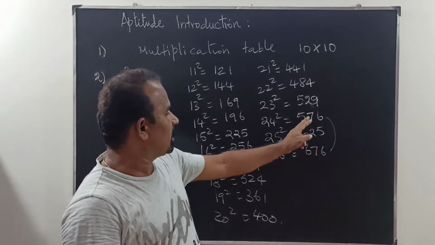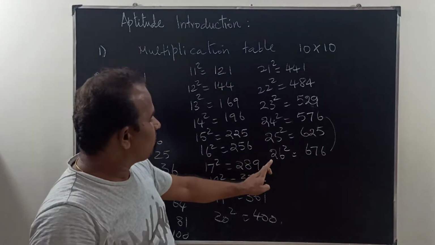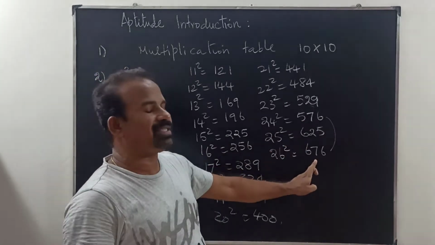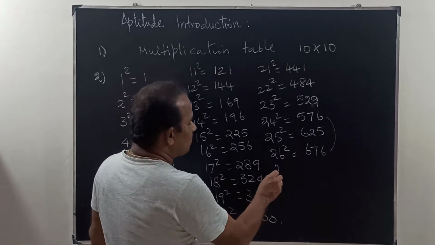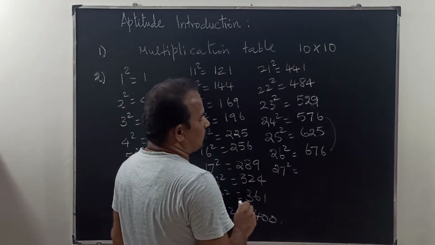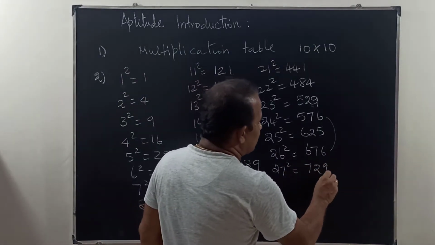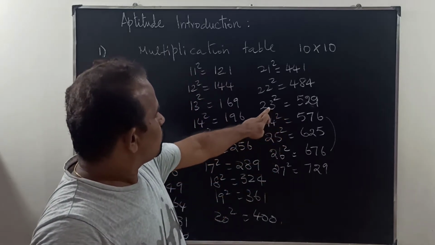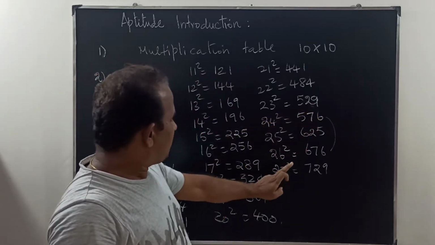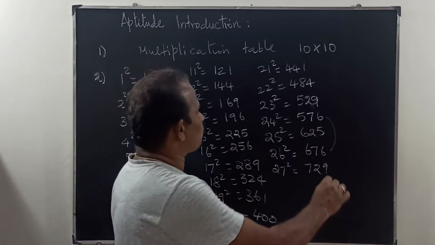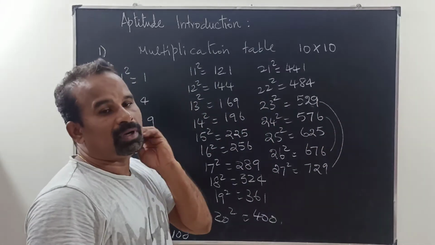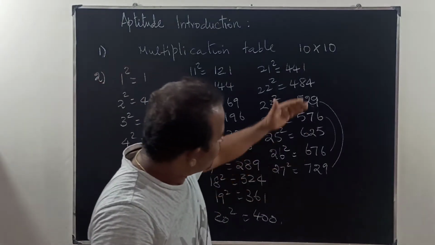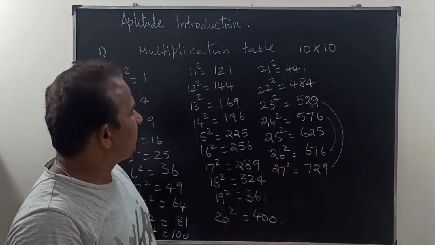The difference between 576 and 676 is only 100. Then 27 squared is equal to 729. You can compare this with 23 squared, which is 529. The difference is 200. Then you can learn them by heart very easily.